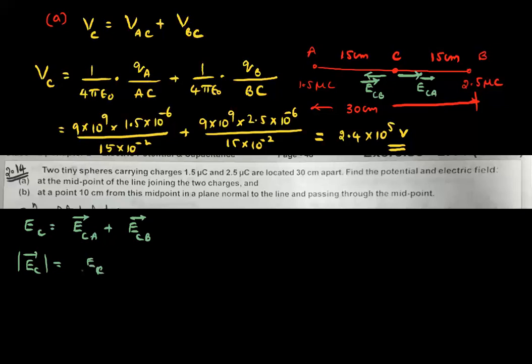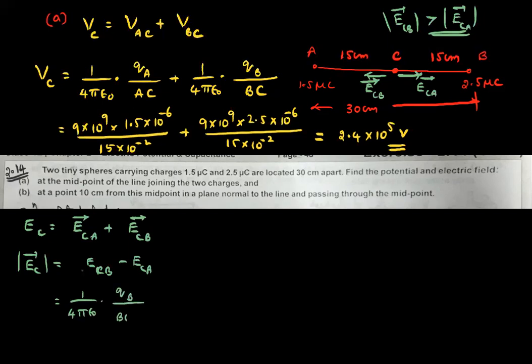ECB minus ECA. Sir, why are you considering ECB first? Mod of ECB is greater than mod of ECA. Why? Simple, all are equidistant and the charge at B is greater than the charge at A. Therefore, the strength of the field at C due to charge B is greater than that due to charge A. Then we can write here 1 by 4 pi epsilon naught QB divided by BC whole square, minus 1 by 4 pi epsilon naught QA divided by AC whole square.